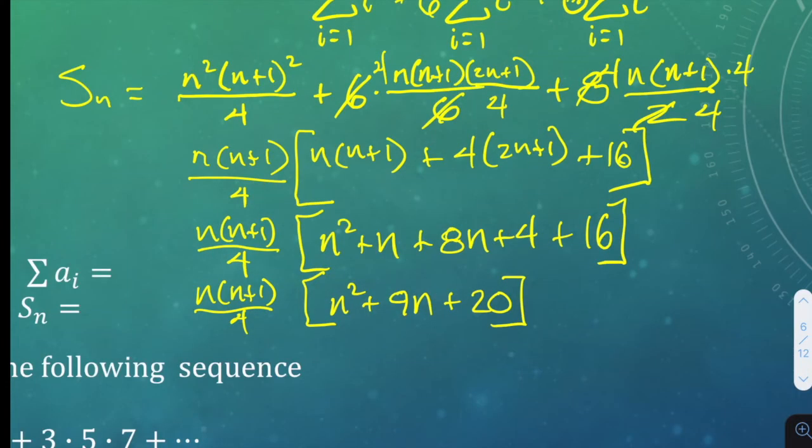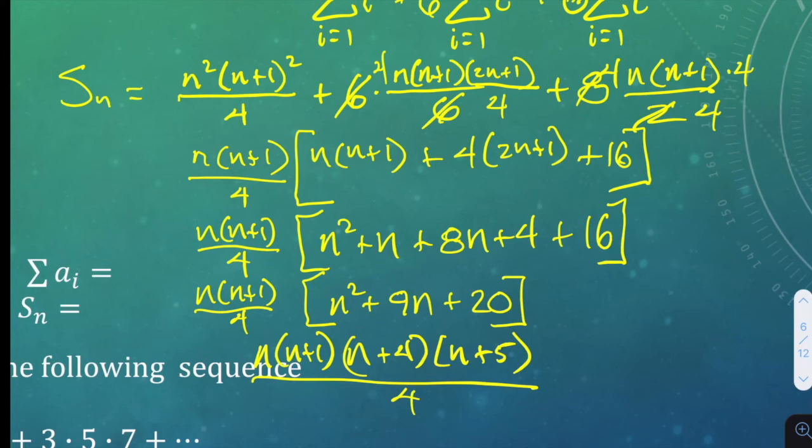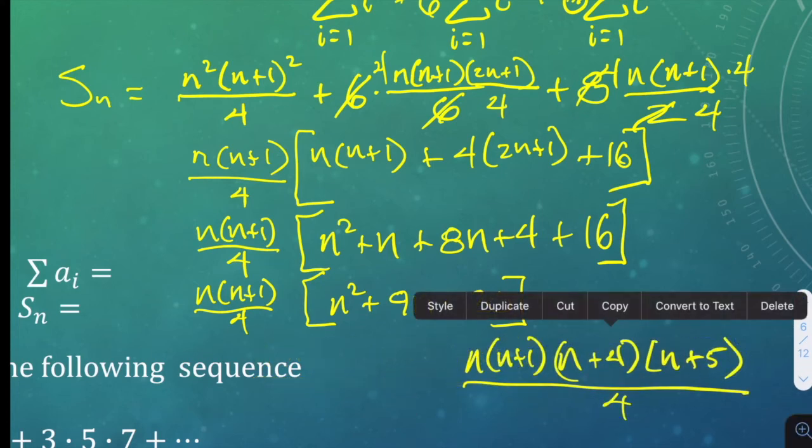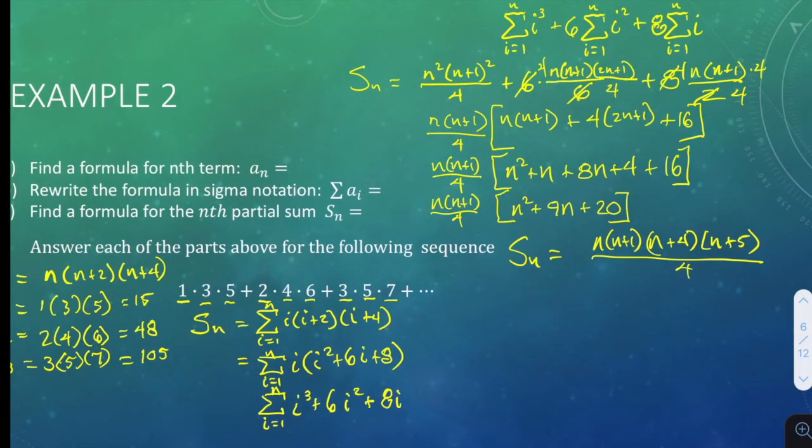4 times 5 is 20. So this becomes n plus 4 times n plus 5, and we're done. So this becomes n times n plus 1, and all of this is over 4. So let's move this out a little bit and recognize that that is our expression for the formula for the nth partial sum, S sub n.